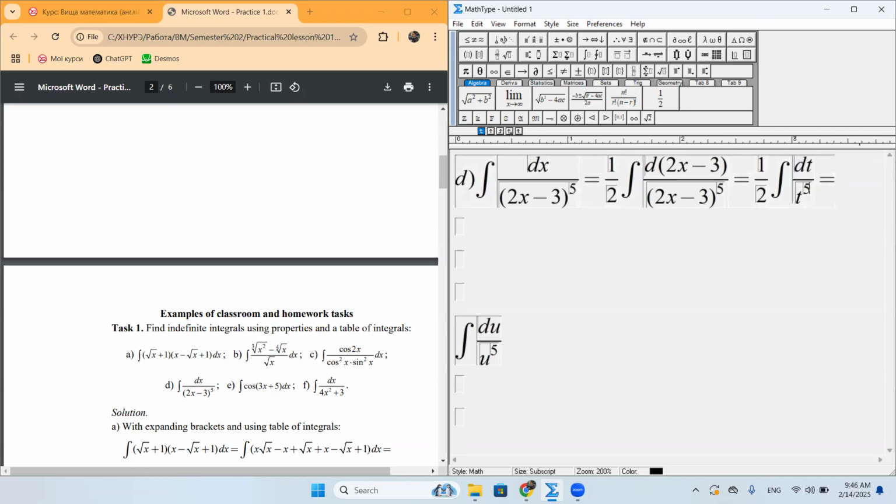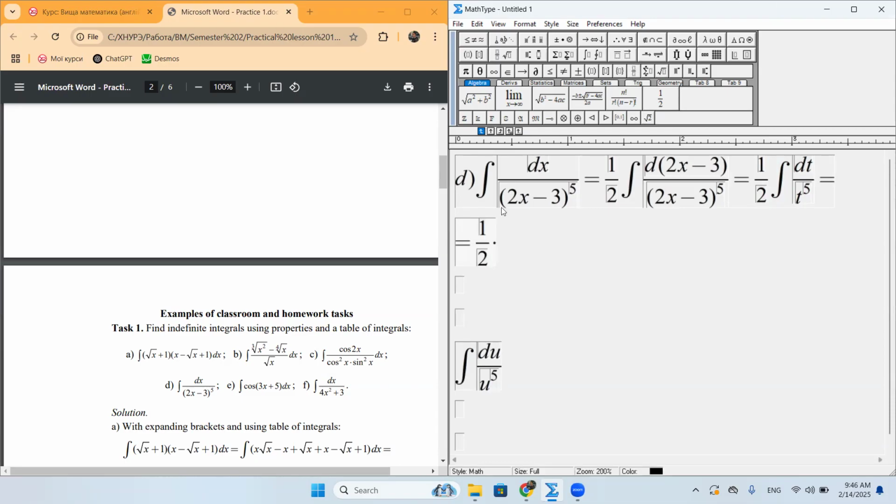So do you understand the idea? I know it's not always obvious. We can make a substitution, or we can even do it without substitution. So the result is the following.